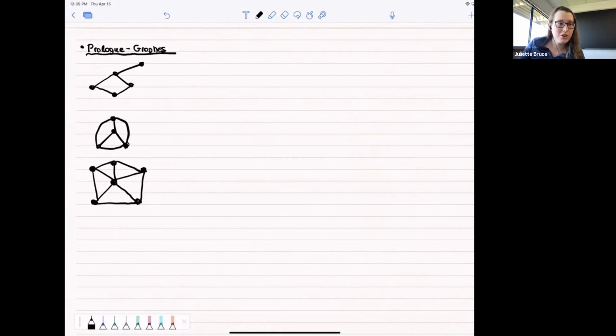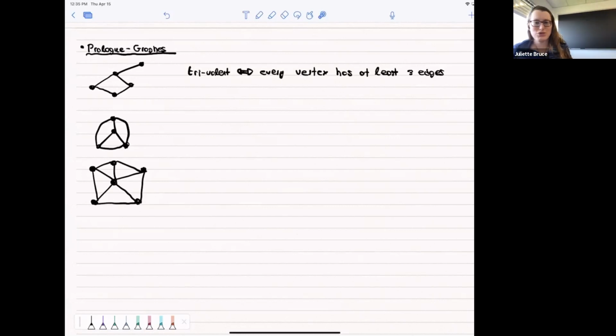So I have to introduce 3 terms for graphs. The first is that we say a graph is trivalent. That just means that every vertex has at least 3 edges. So for example, which of these graphs is trivalent? Let's give them names. This is A, this is B, and this is C. So which of A, B, and C is trivalent? Audience participation, friends. Say it aloud or type it in the chat. Whoever wants to shout it.